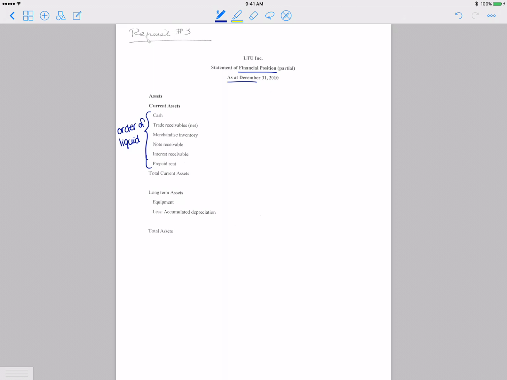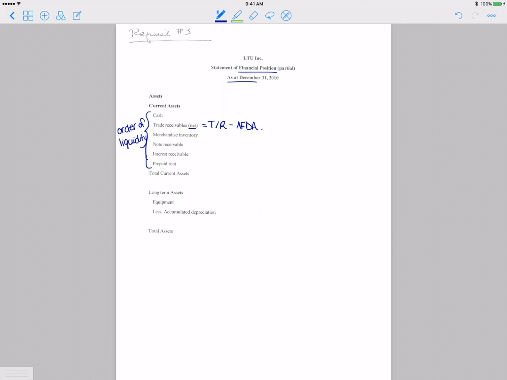This means that we go from the most liquid, the easiest to convert into cash, which is of course cash, to the least liquid. So once again, there's one more thing to note, is the trade receivables, which are put as net, which means that they are equal to the trade receivables minus the allowance for the doubtful accounts, which is our contra asset account for this one.